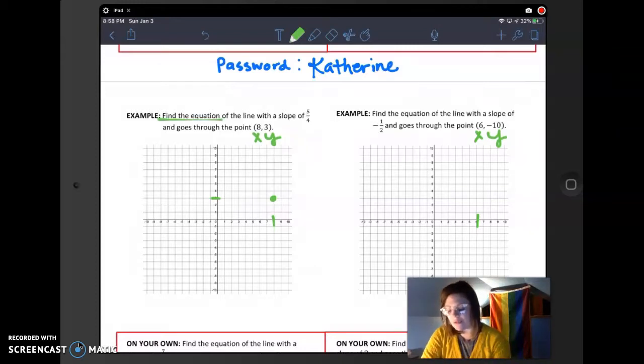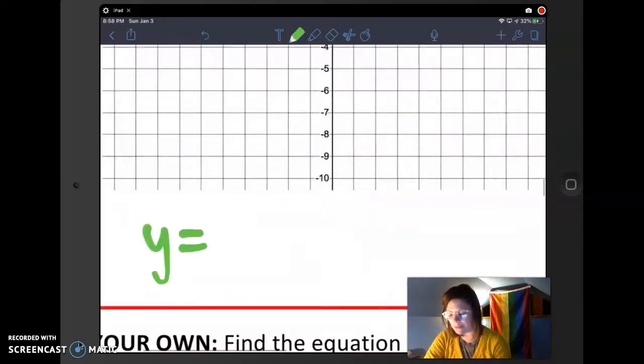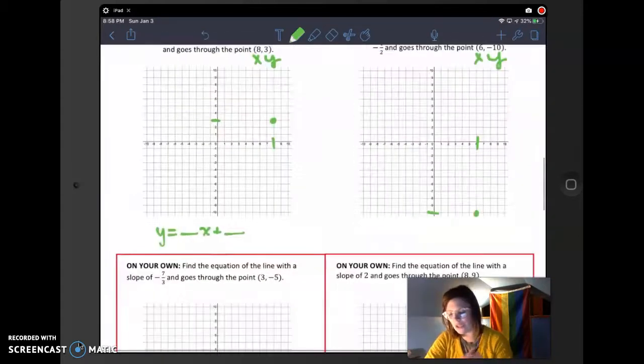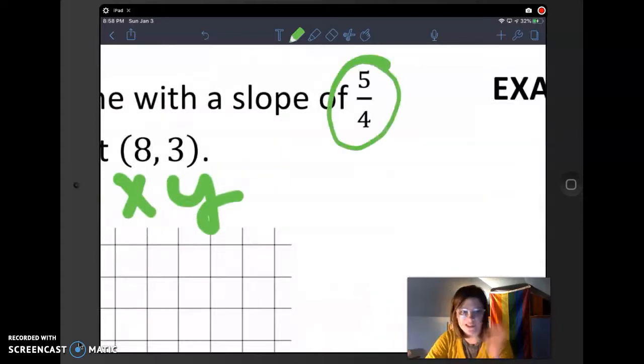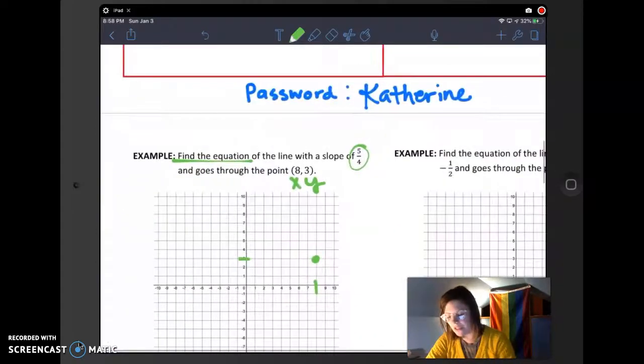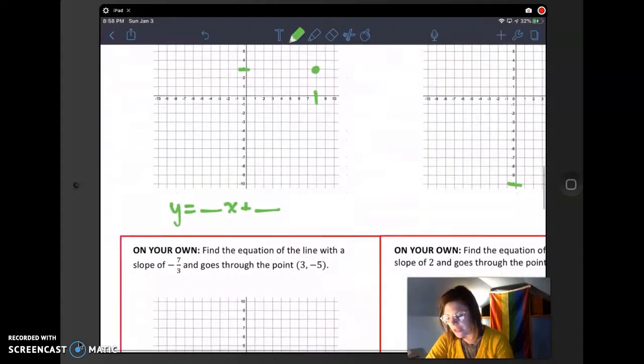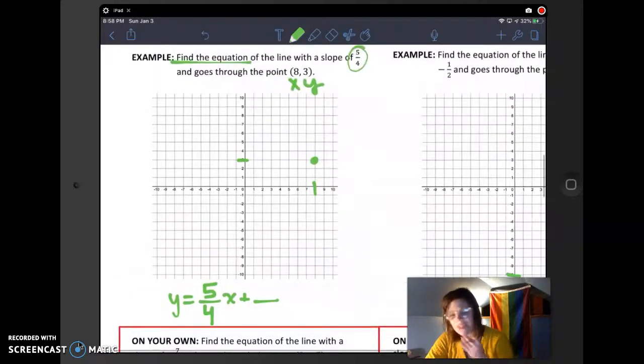Find the equation. Remember, whenever you see that in linear functions, you want to write y equals blank x plus blank. All right, and then we know that the slope is 5/4 because it tells us. So we're going to put that 5/4 in the equation right away because otherwise we might forget. And now all we need to do is search for the B. So looking at 8,3, that's our point. We put that point right here.